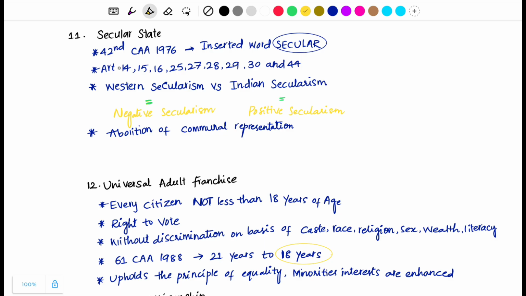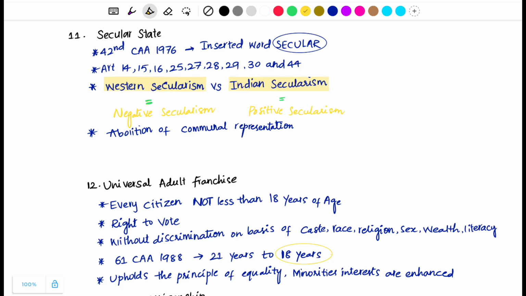Article 14 gives the right to equality. Article 15 says that no citizen should be discriminated against on the basis of religion. Article 30 gives minorities the right to establish educational institutions, and Article 44 is the UCC. These articles in the Constitution of India say that India is a secular state. They are points of evidence. Western secularism versus Indian secularism.